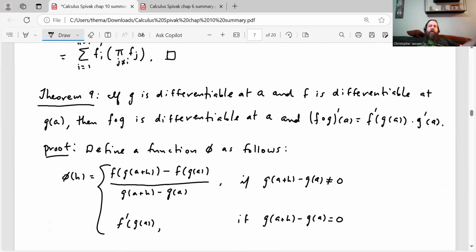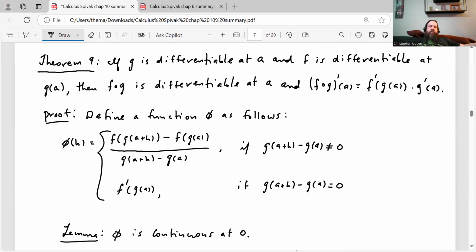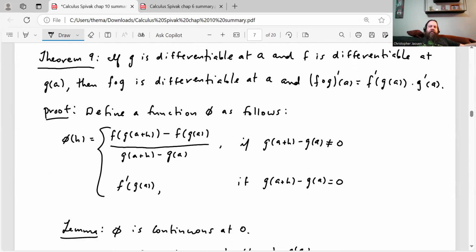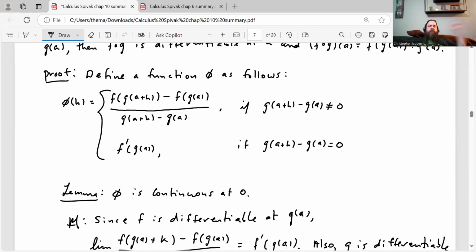All right, theorem number 9, which is the last big differentiation rule here, the chain rule. If g is differentiable at a and f is differentiable at g of a, then f composed with g is differentiable at a, and (f composed with g) prime of a equals f prime of g of a times g prime of a. In order to do the proof formally here, we actually have to make a definition and prove a lemma. So let's define this function. You'll see why we're doing this in a minute or so.